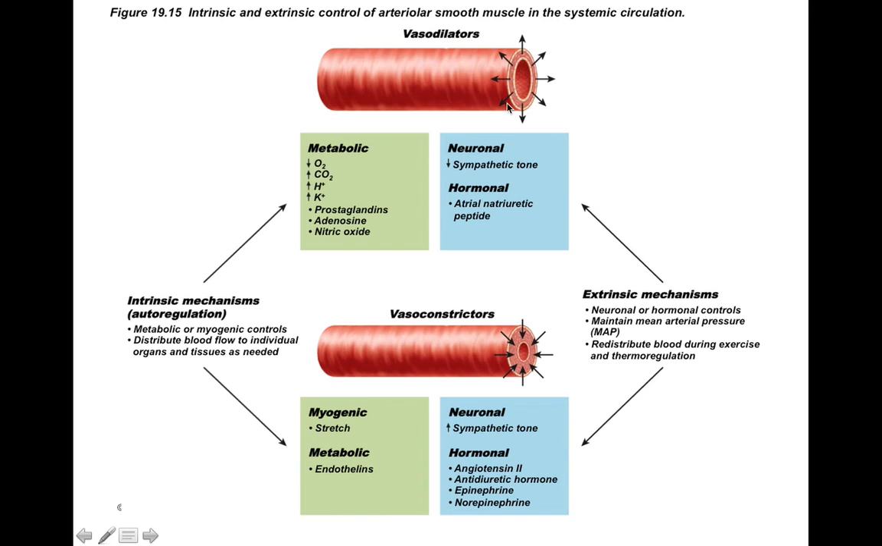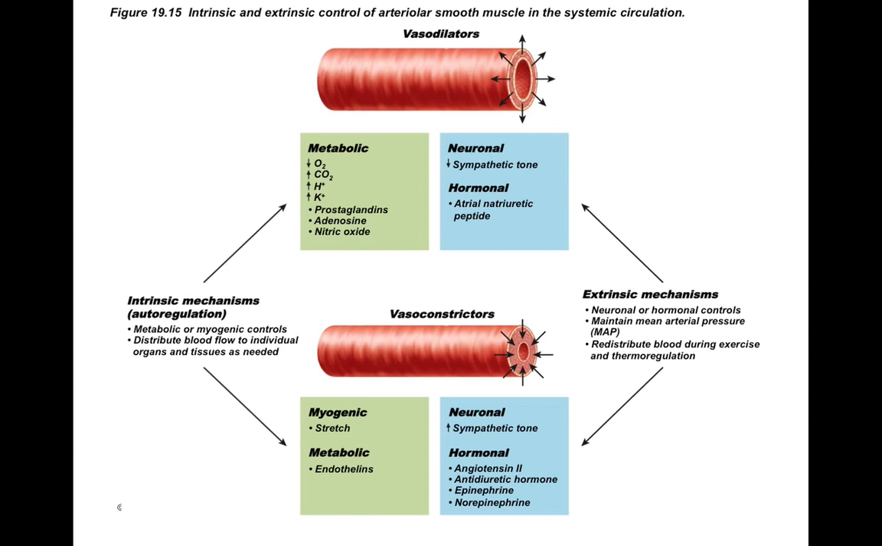So up here we see the factors that stimulate vasodilation. Down here we see the factors that stimulate vasoconstriction. So let's first talk about those metabolic factors here. Earlier we mentioned how if a tissue is more metabolically active, you'd want to increase blood flow to that tissue and therefore vasodilate to do that. So you might wonder, well, what are the factors that stimulate vasodilation in a tissue that's more metabolically active?